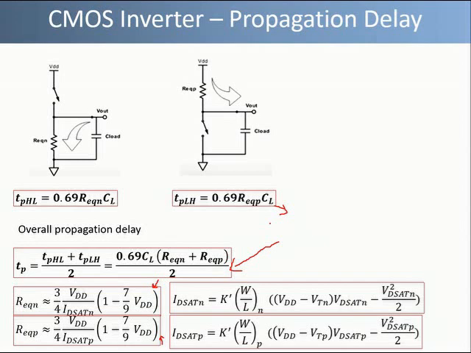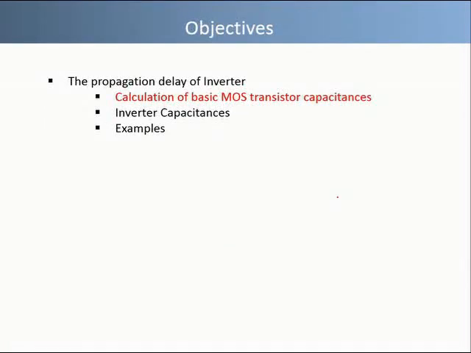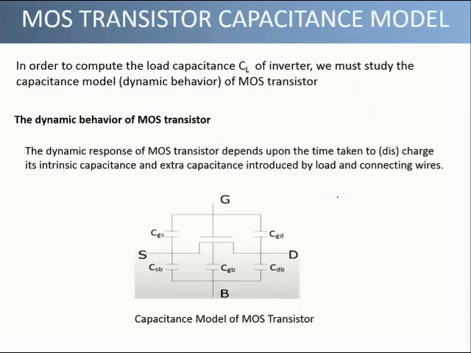So in order to see what are those capacitances in the inverter which contribute to CL, our first job is to understand the capacitances of a single MOS transistor. And for this purpose, let us discuss the dynamic behavior of a MOS transistor. This is the capacitance model of a MOS transistor, and it shows a number of intrinsic parasitic capacitances.